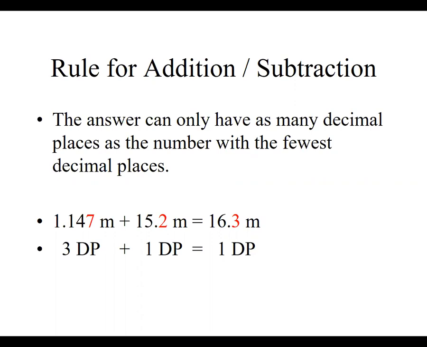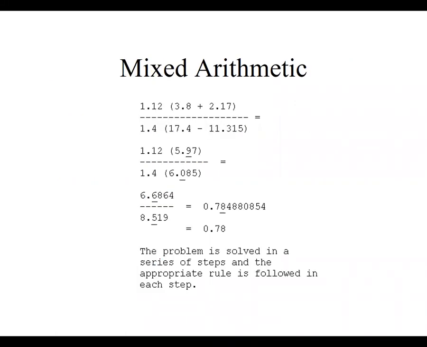Okay, so we've got a rule for multiplication and division and a rule for addition and subtraction. But what happens when you do mixed arithmetic and you have all these calculations going on at the same time? Well, what you have to do then is solve the problem part by part and keep track of the significant figure rules that apply in each part of the calculation. So sometimes you're doing multiplications and divisions, and you're using that rule where you count significant figures.